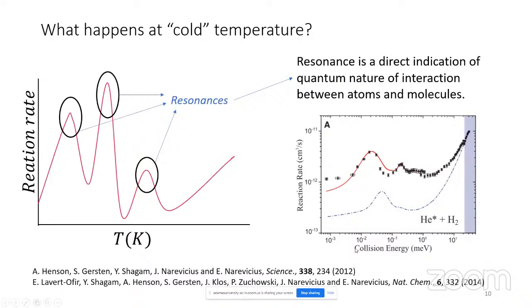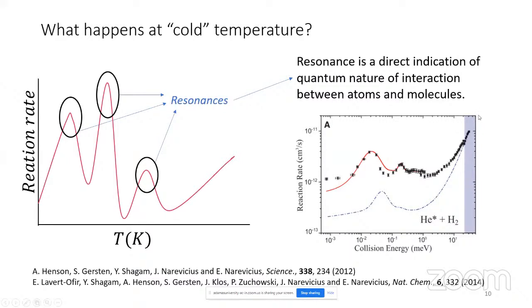And here I show you one experimental data. This is done by the group of Professor Narevicius, and it was published in Science in 2012, and it was one of the very first observations of resonances in reactive systems. Here they studied the reaction of metastable helium with hydrogen, and they studied a Penning ionization, right?